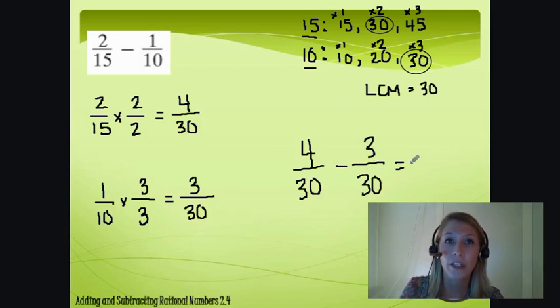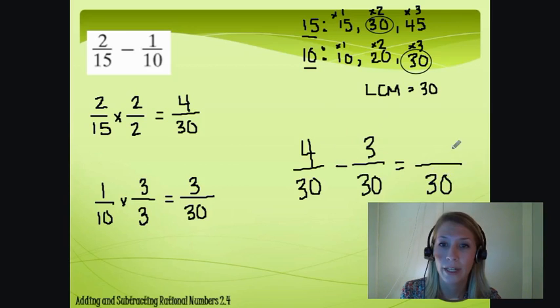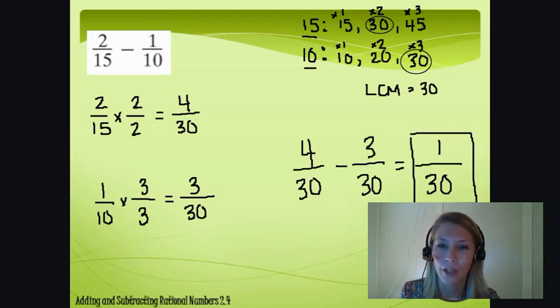Our denominator stays the same. So we have 30, and 4 minus 3 equals 1. So 2/15 minus 1/10 is equal to 1/30. Let's take a look at a much more challenging example.